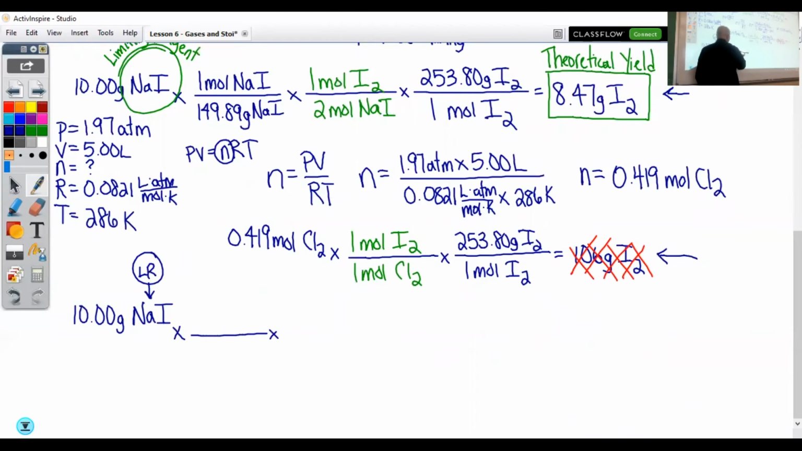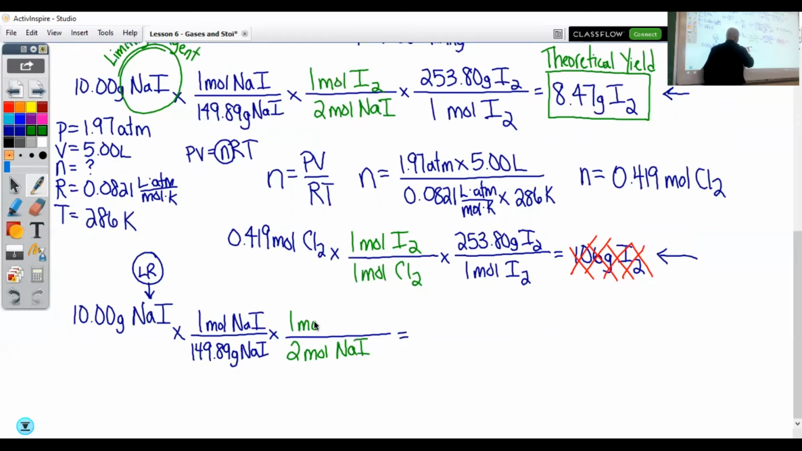Once again, we're going to go from grams of sodium iodide into moles of it using its molar mass, which is right up here, 149.89 grams of NaI. That's for every 1 mole of NaI. In our next fraction, we're going to go from moles of NaI, according to our balanced equation, which is 2, to moles of Cl2.